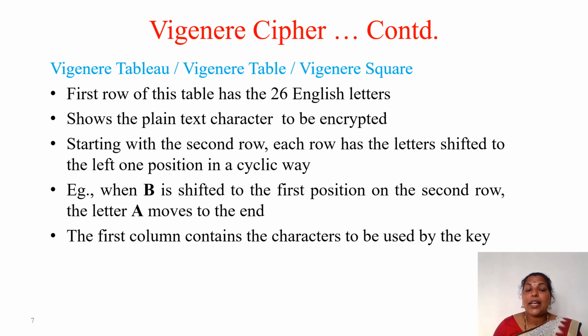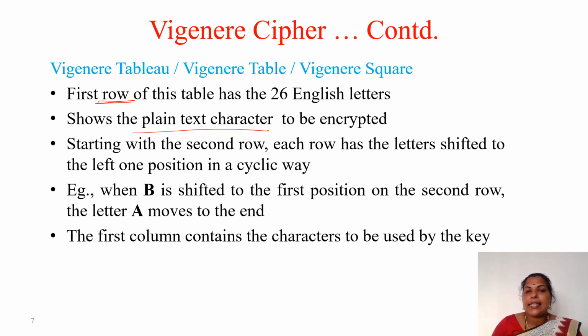Another method is that we can use a Vigenere table, or Vigenere square. In the Vigenere square, the alphabets are written row-wise as well as column-wise. Wherever the cross section comes for the plain text and the keyword, that is the corresponding encrypted letter we have to take. The first row of this table has 26 English characters. It shows the plain text character to be encrypted. Row represents the plain text character.